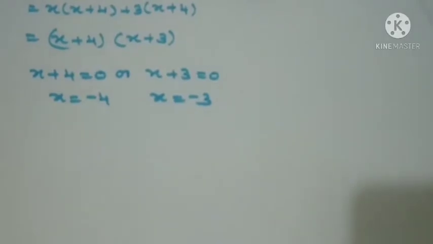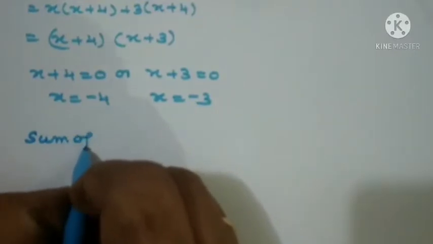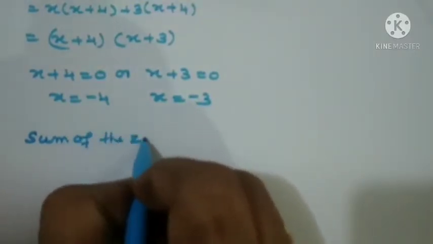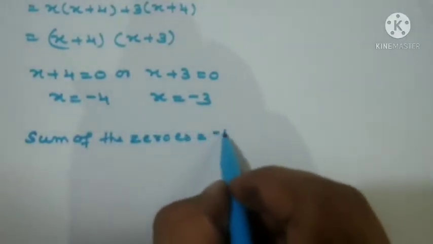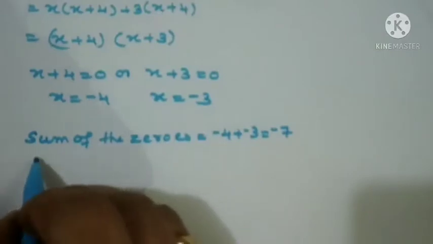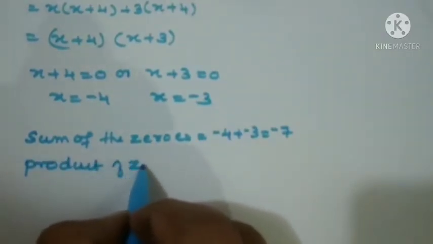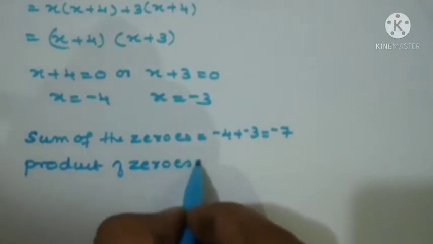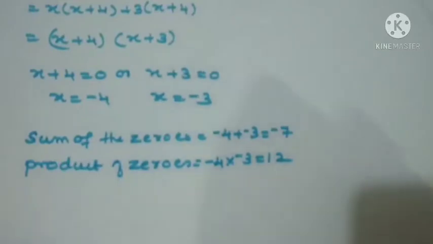Now we have got two zeros. What is the next step? Sum of the zeros to be calculated. Minus 4 and minus 3 is equal to minus 7. Next, the product of the zeros. Minus 4 into minus 3 is equal to 12.